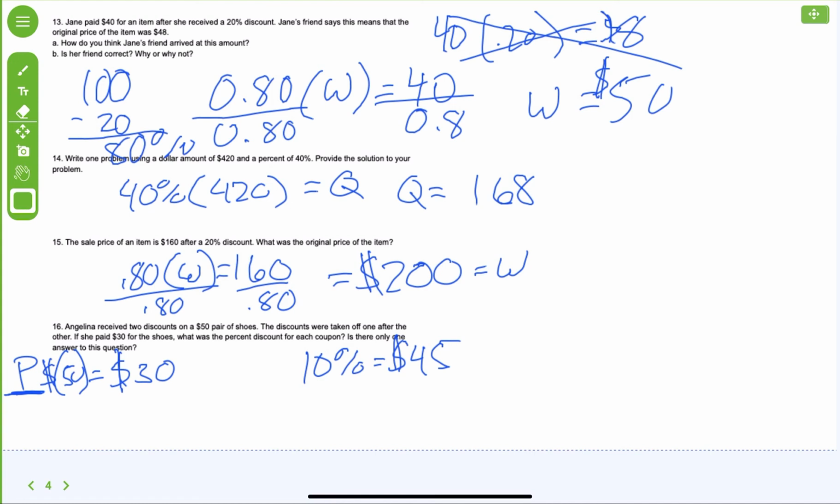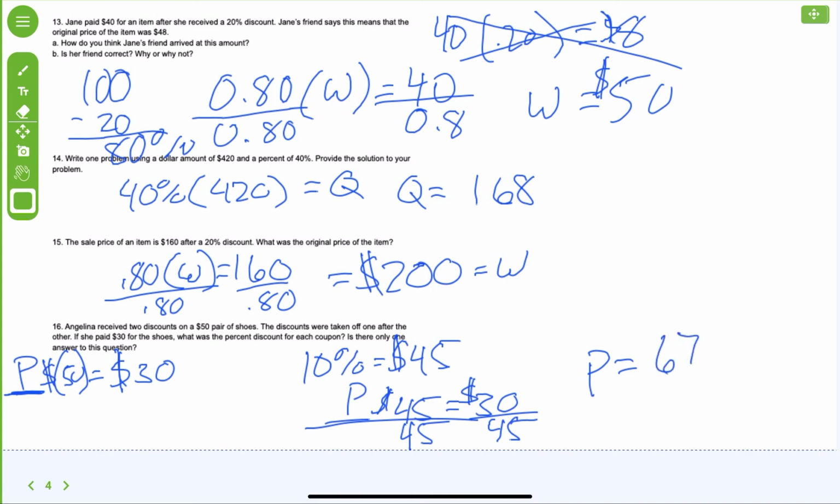Now, this is where you're going to plug in your formula. I've got a whole of 45, but I need it down to $30. What is my percentage here? Well, to find out, I'm going to divide by 45. So this coupon is going to be 30 divided by 45, which is 67%.